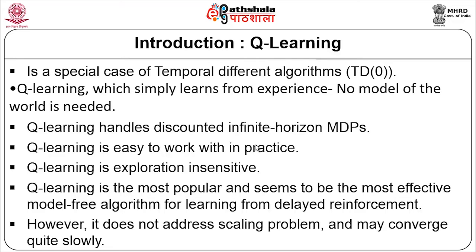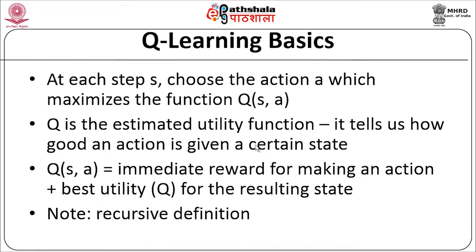However, it does not address the scaling problem, and there is a chance of it converging very slowly. So, that is the disadvantage. So, what are the basics of Q learning? At each step, what we are going to do is choose an action that will maximize the value, and Q is an estimated utility function. It tells us how good an action is given a certain state.